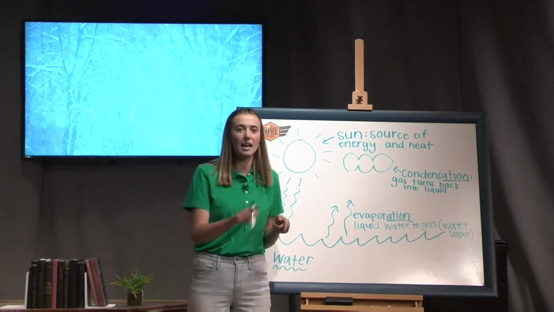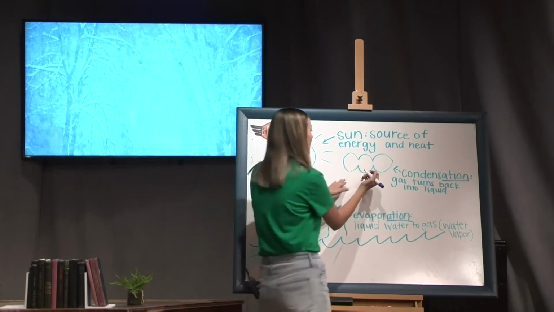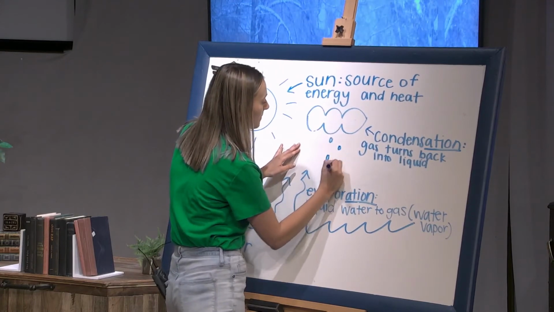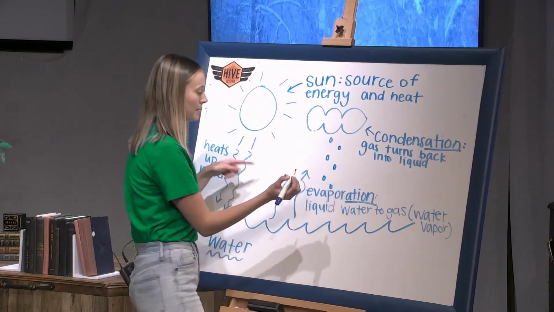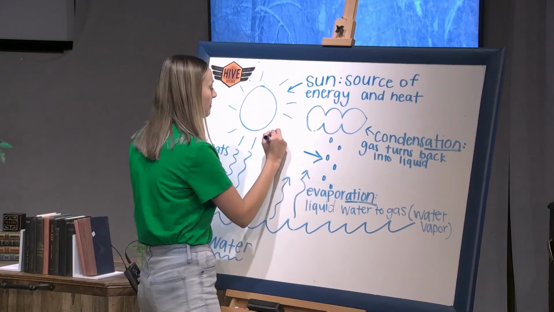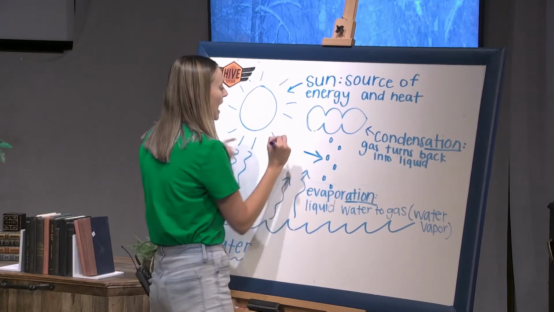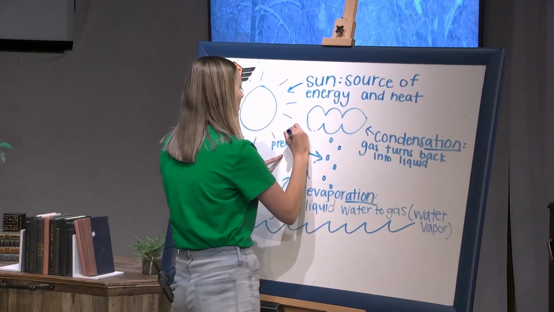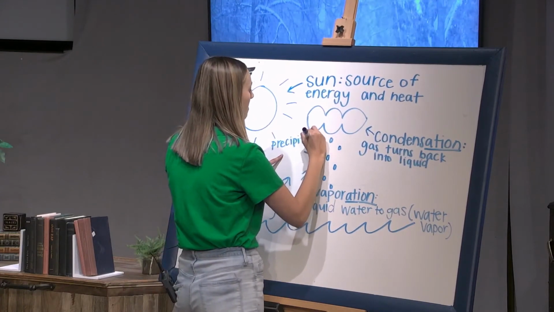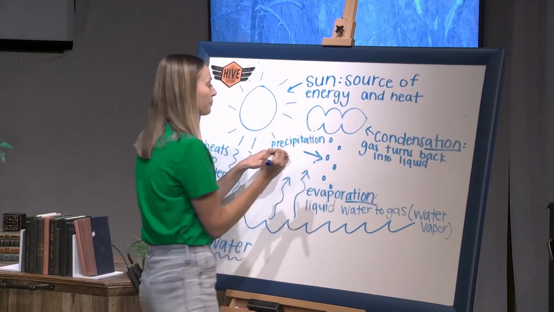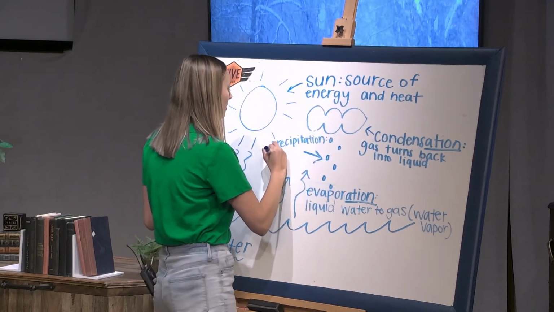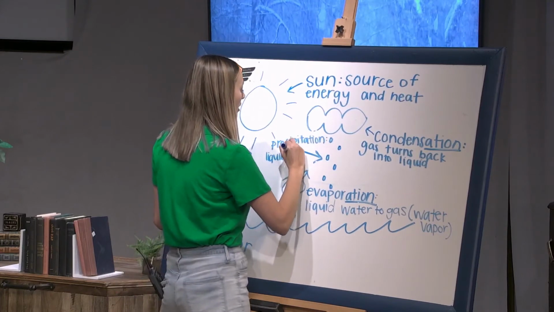So do you see how it's a cycle? Let's draw the precipitation. We're going to draw little raindrops. And I'm going to put it right here, and I'm going to label it. Labeling means I'm going to put what it is. So I'm putting an arrow and saying this is precipitation. Precipitation. And precipitation is when the liquid water falls.